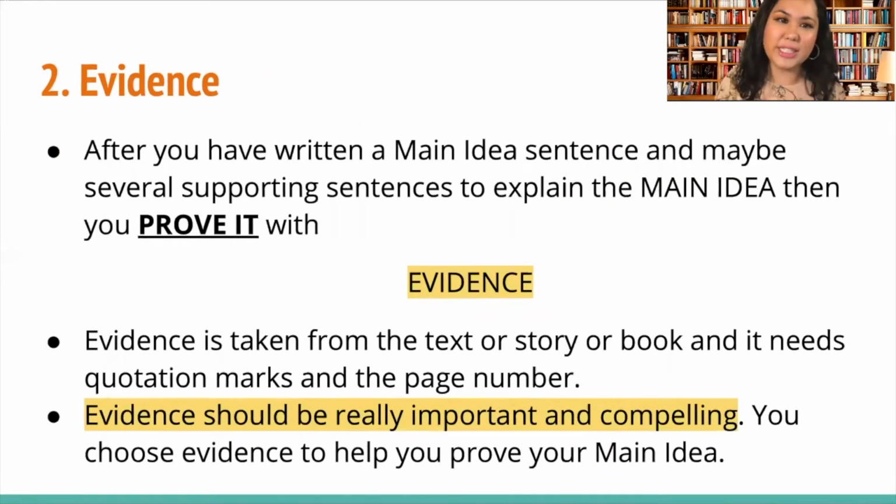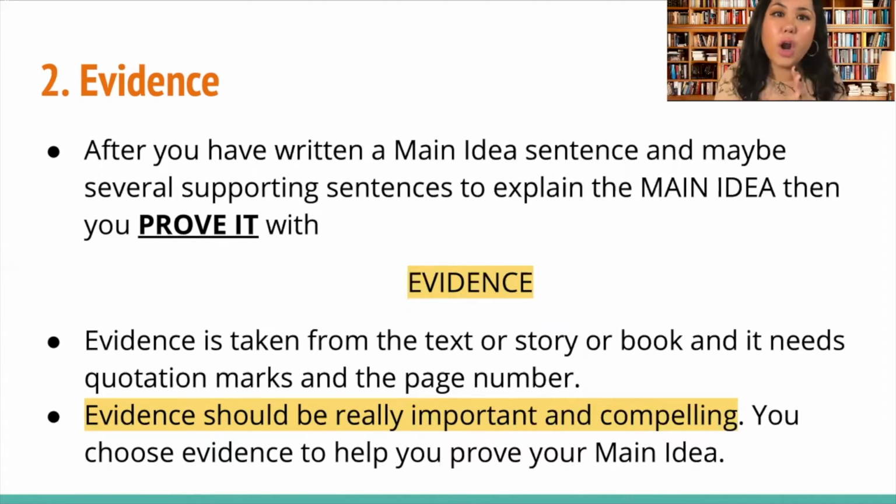This is your supporting detail. After you have written a main idea sentence and maybe several supporting sentences to explain the main idea, then you prove it. What does that mean? Okay, you have your main idea sentence. After that, you should put maybe 1 or 2 sentences of your own, in your own words, your own voice, okay? Don't use I, but you're going to say something about that main idea, something about that character, something about the theme, whatever your main idea is. Okay, so that's some evidence.